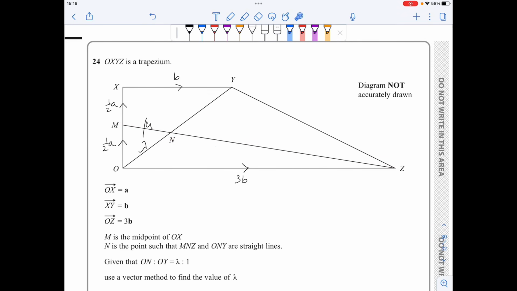The strategy here is to choose any starting and finishing point and find two different routes from the starting to the end point, create two equations and solve them simultaneously to find lambda and mu. My starting point will be O, my end point will be N, although you can select any 2 points you want. And the two routes I will go through are the direct one and the one that goes through M.